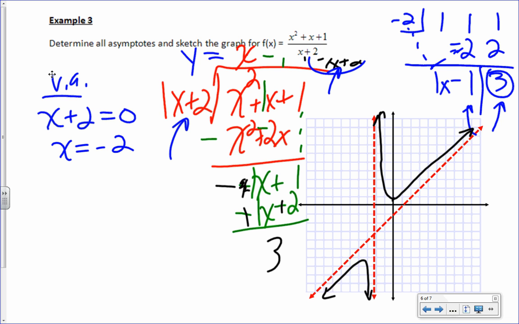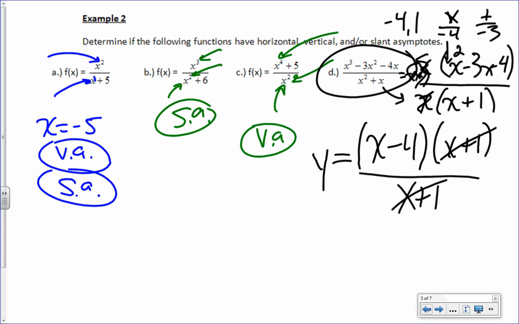Okay, so what should you always look for first, though? Holes. Okay. Then once you've found those, look for any type of asymptotes. Remember, just because there's something in the denominator does not automatically give you a vertical, right? Because look at that letter B right there. We weren't given a vertical on that one because there was nothing real that would make that undefined. Okay. Questions? Yes.